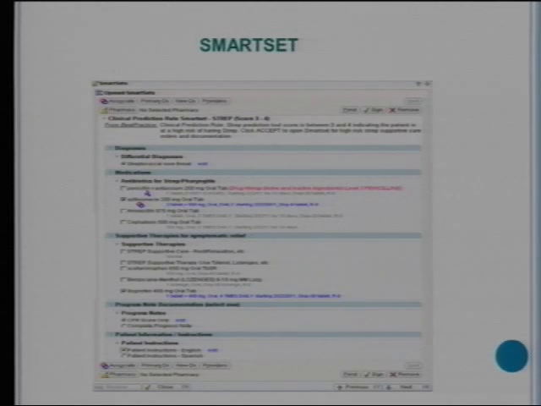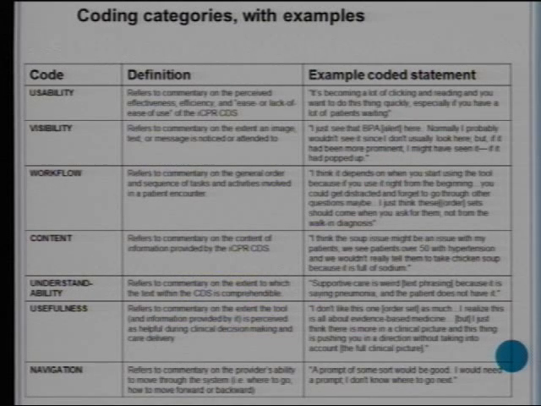So this is a good idea, but we found a lot of issues that, if we could tweak it, we could get the adoption better. This was how we coded usability problems, with some examples. Usability, here was an example: it's becoming a lot of clicking and reading, and you want to do this thing quickly, especially if you have a lot of patients. Visibility, that was the code for the issue that I just mentioned.